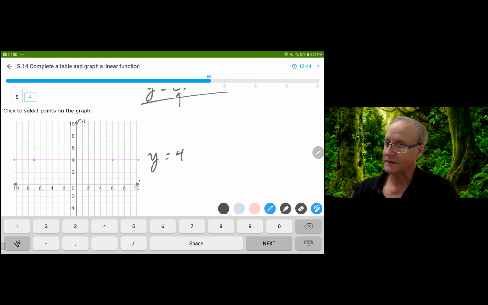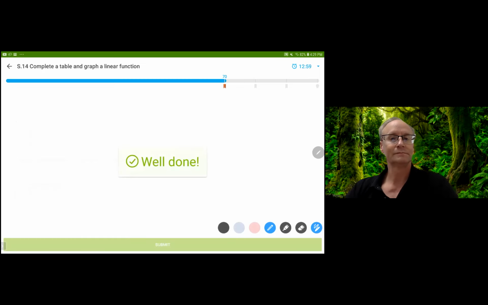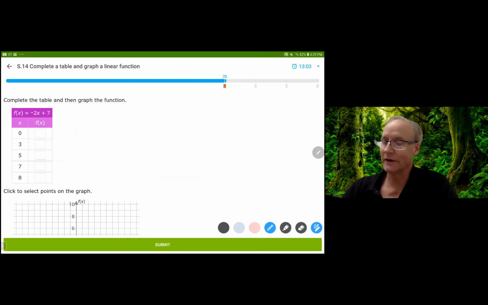The x-axis is where y equals 0, and that may help. This is the x-axis, and that's the reason that people miss this so often. So there it is. I know, more information than you wanted. Just tell me how to do it.